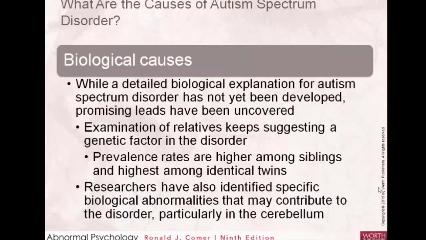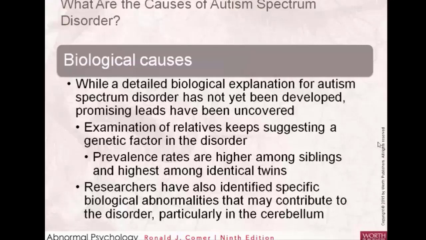Oftentimes, research focuses on a biological cause for autism spectrum disorder, but the difficulty is that we don't know exactly what the cause is. We have a lot of research out there. There does seem to be a genetic component because the prevalence rates are higher among siblings than they are in the general population. So if you have a sibling with an autism spectrum disorder, you're more likely to also have an autism spectrum disorder. And it's highest among identical twins.